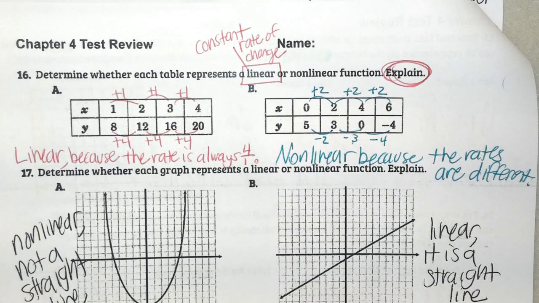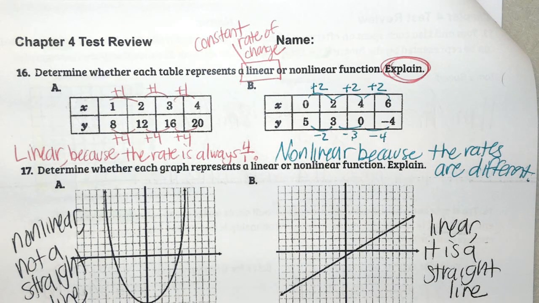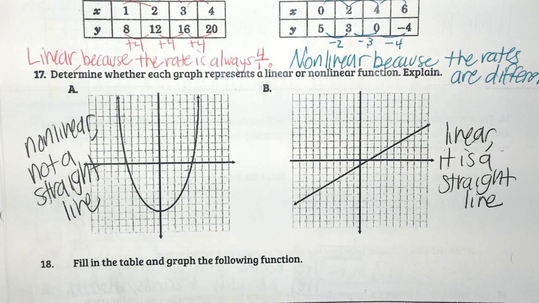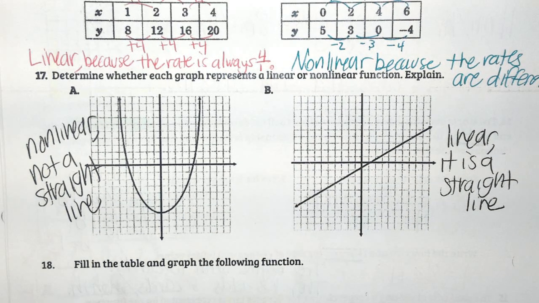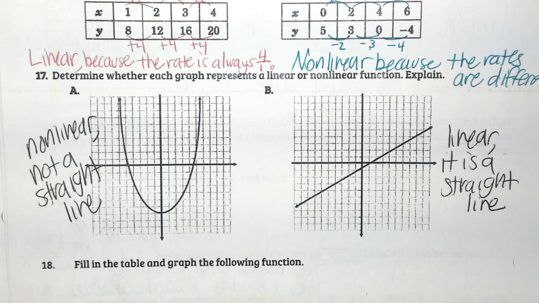Okay? The next two should be very quick for you, but don't forget to explain. Part A is nonlinear. It's not a straight line. Somebody in the last class said, can I put it does not have a constant rate of change? Sure, you could also tell me it curves. Anything like that is a good explanation. Part B is linear because it is a straight line.